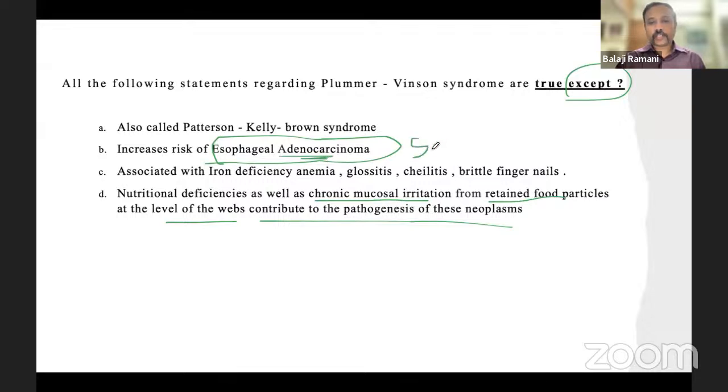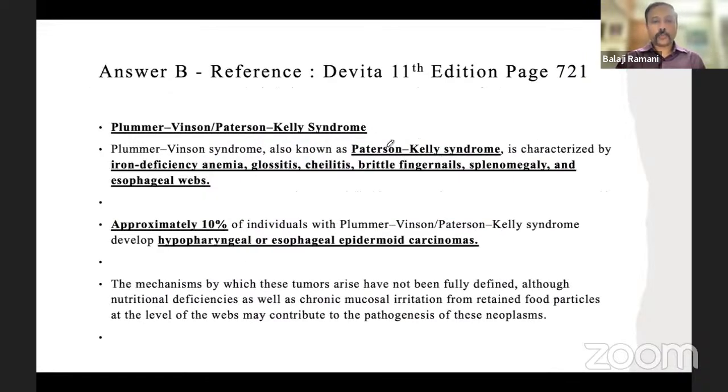We all know that Patterson-Brown-Kelly syndrome or Plummer-Vinson syndrome is associated with esophageal and hypopharyngeal squamous cell carcinomas. It is not adenocarcinoma, it is squamous cell carcinoma. So here, all the features mentioned are present, like iron deficiency anemia, glossitis, cheilitis, brittle fingernails, splenomegaly, and esophageal webs.